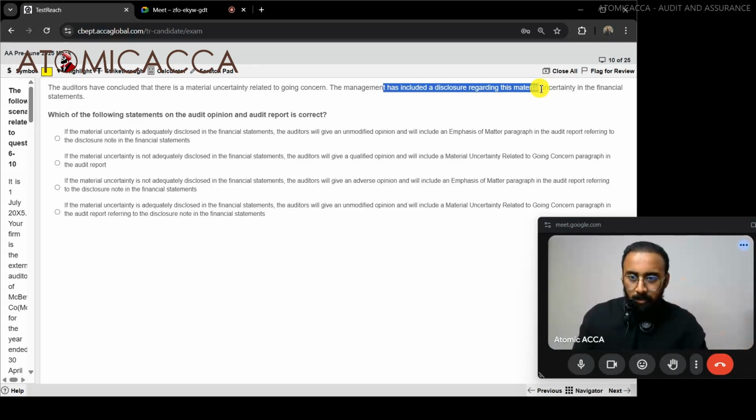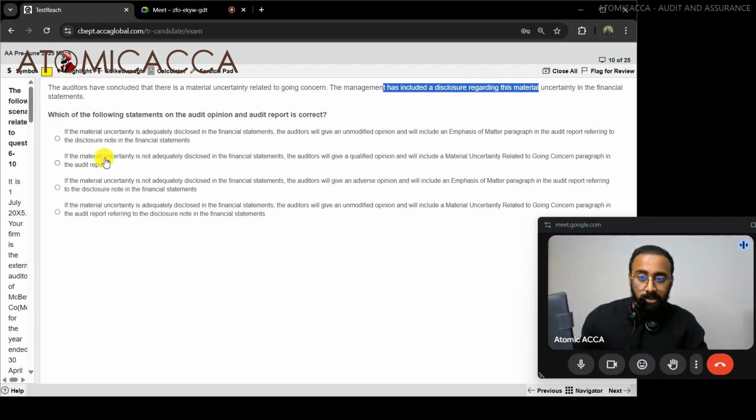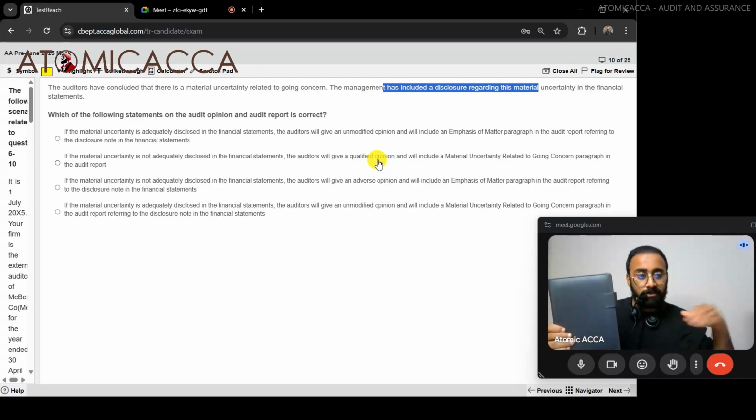Now let's read this statement. They're asking which of the following on the audit opinion and audit report is correct. A: If material uncertainty is adequately disclosed in the financial statement, auditors will give an unmodified opinion. So unmodified opinion, correct, and will include an emphasis of matter paragraph in the audit report. Not an emphasis of matter paragraph, an MURGC paragraph. So the paragraph went wrong. So option A is not correct. B: If material uncertainty is not adequately disclosed in the financial statement, auditors will give a qualified opinion. So that is correct. If disclosures are not correct, it means the financial statement has gone wrong.